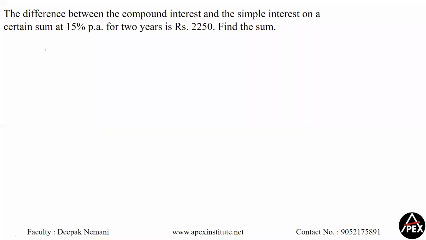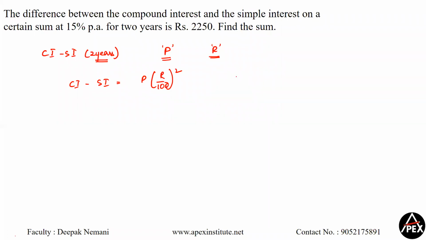When you are given with difference between compound interest and simple interest for 2 years, for same sum of rupees at same rate of interest, okay, then the difference, CI minus SI, will be equal to P into R by 100 whole square. Okay, please remember this. When can we use this? Only when we are given with the difference between compound interest and simple interest for 2 years under same principal at same rate of interest.